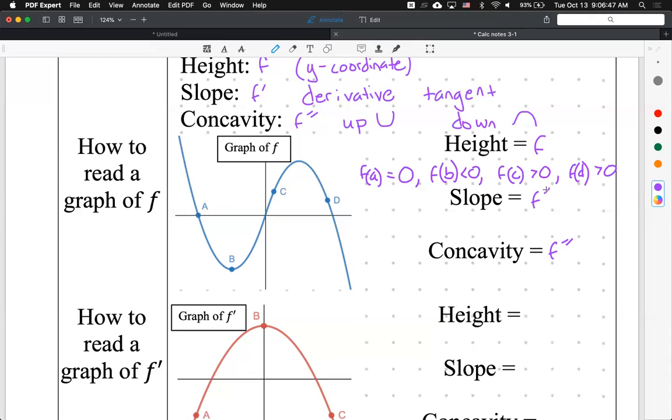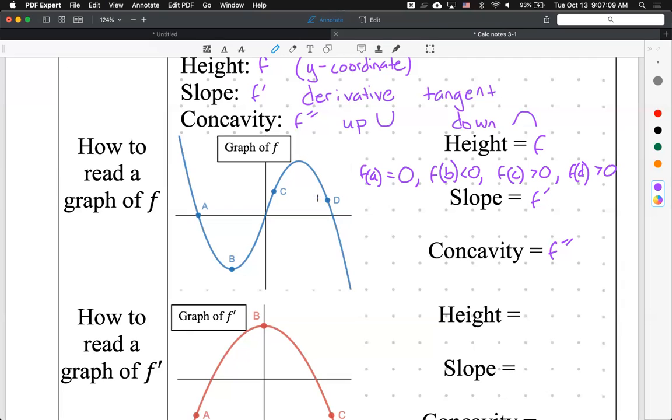Why are we doing this? Because eventually I'm going to give you a point like b and ask you, what's f of b? What's f prime of b? What's f double prime of b? And you should be able to tell me, oh, f of b is less than 0, f prime of b is 0, f double prime of b is greater than 0, just by looking at that one graph. But I'm doing the baby steps so far.